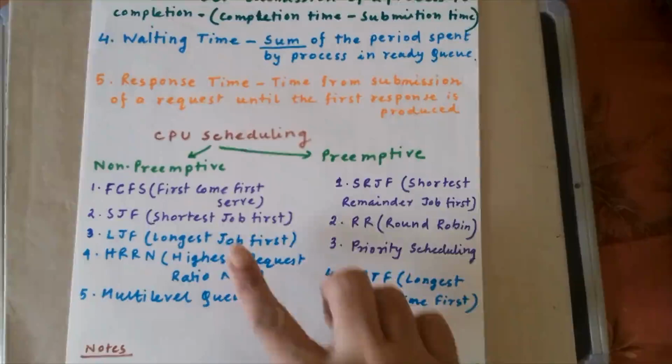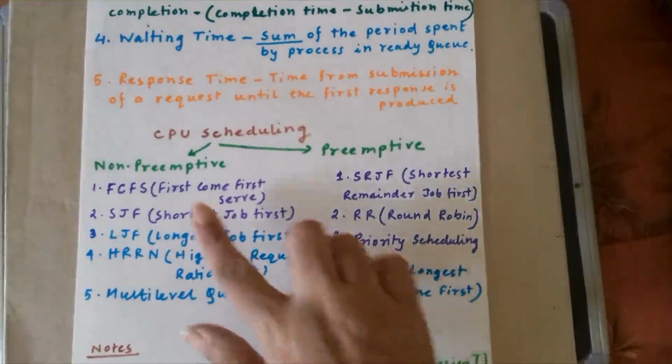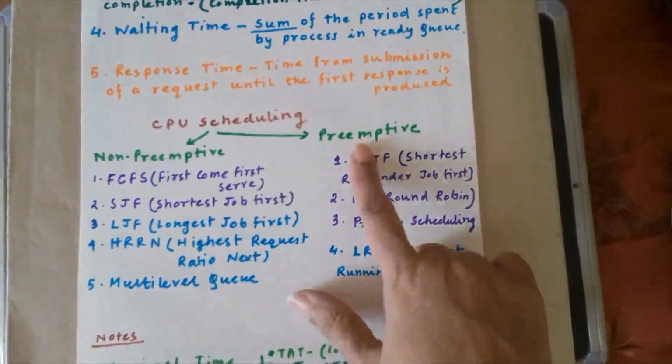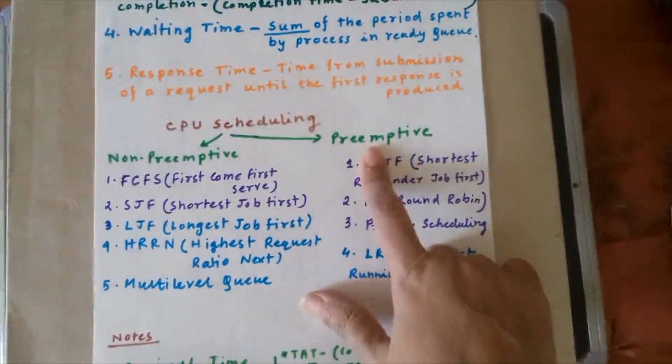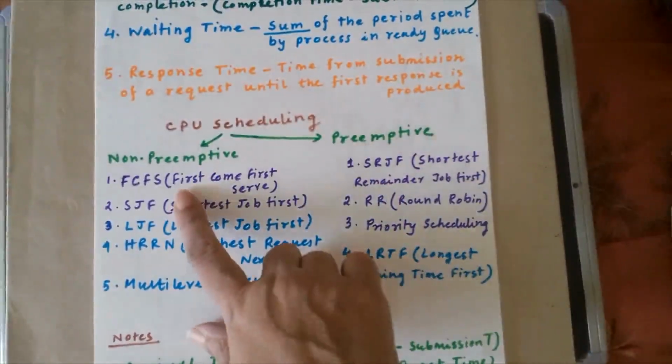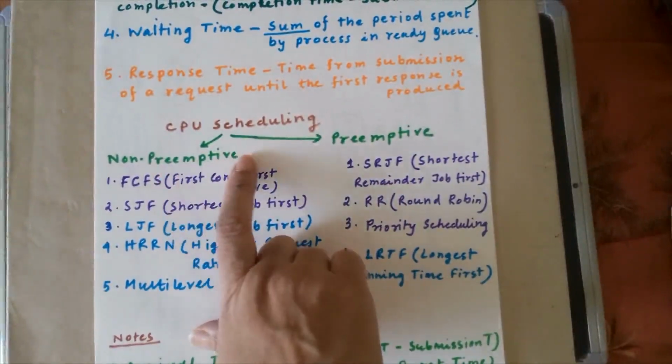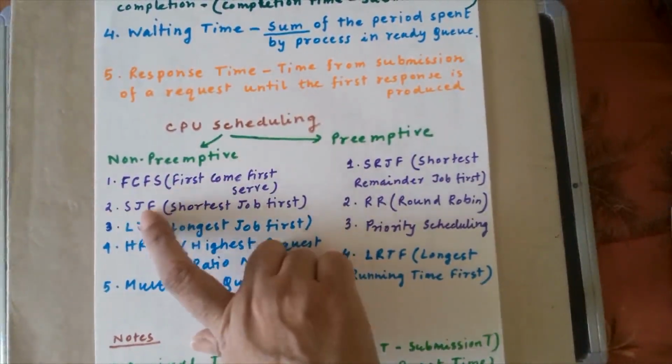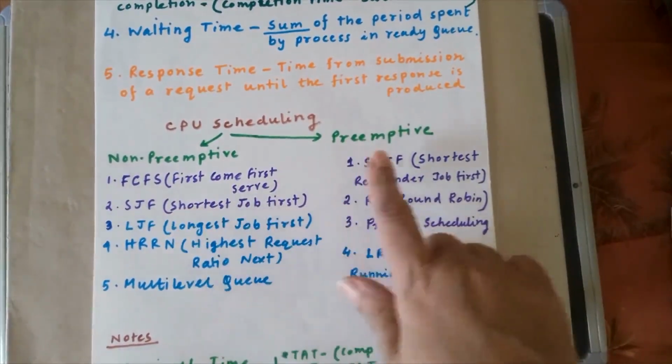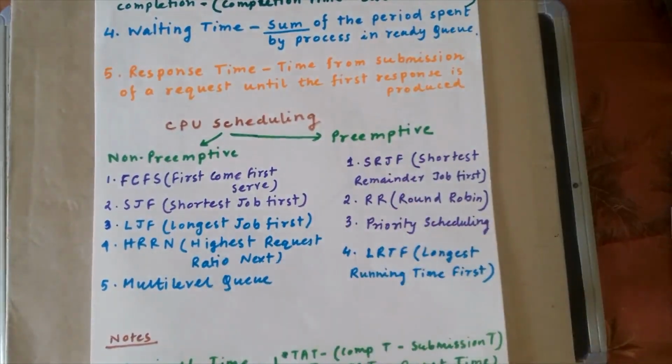In our previous video, we have seen the criteria and definitions needed for CPU scheduling and types of CPU scheduling algorithm, and we have introduced the terms non-preemptive and preemptive. In this video, we will start with non-preemptive algorithms. We will start with FCFS, SJF, then we will go on one by one.